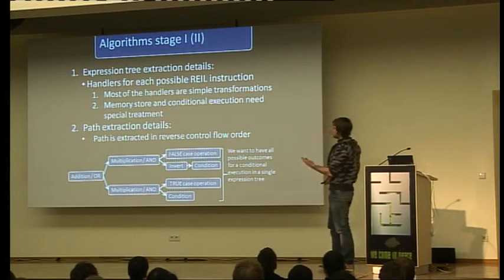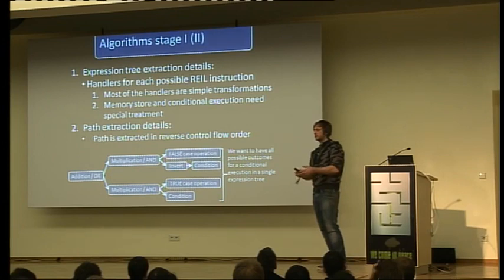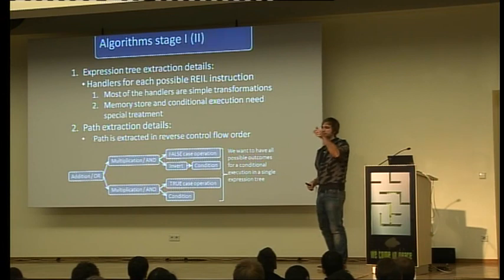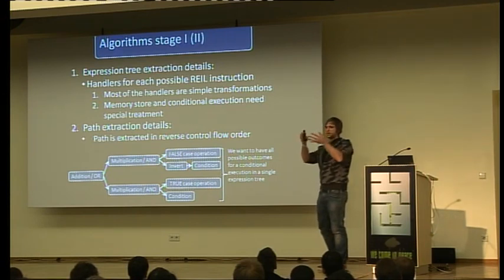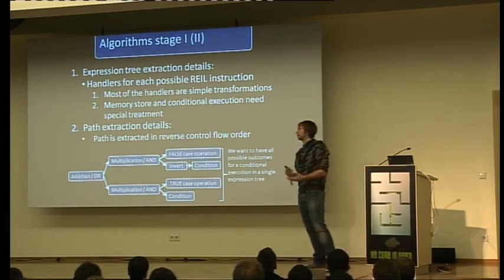So to extract the expression trees, we have handlers for all of the possible RILE instructions. And for most of them, those are very, very simple handlers. For example, you have an addition in RILE, which only has 2 operands which it takes as input and 1 operand where it writes the result to. Then we save the expression tree under the flag of the result. Very, very simple. For all of the arithmetic functions, this is something everybody of you can understand quickly.